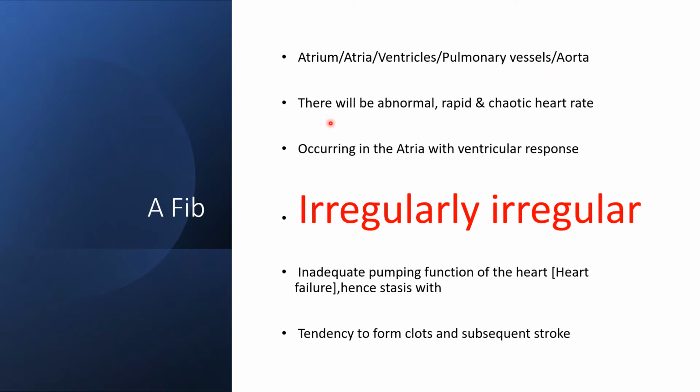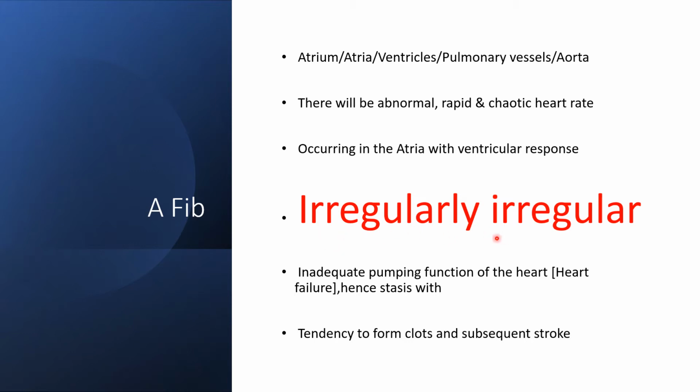Here in atrial fibrillation, there will be abnormal, rapid, chaotic heart rate. It's going to be abnormal and it's going to be rapid, so not giving enough time to pump enough into the ventricles, and it's going to be chaotic, just quivering and fibrillating. Occurring in the atria, but the ventricles will respond. We'll go into ventricular response later.